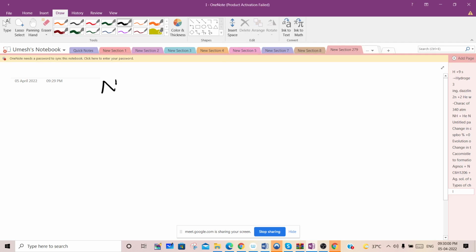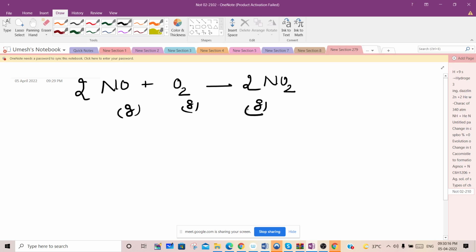Suppose I say I have a compound NO and the element is oxygen. They combine here to form NO2. Now you balance the equation here. This is a gas, this is a gas, and this is a gas. 2 NO, right? Yeah. Am I clear?